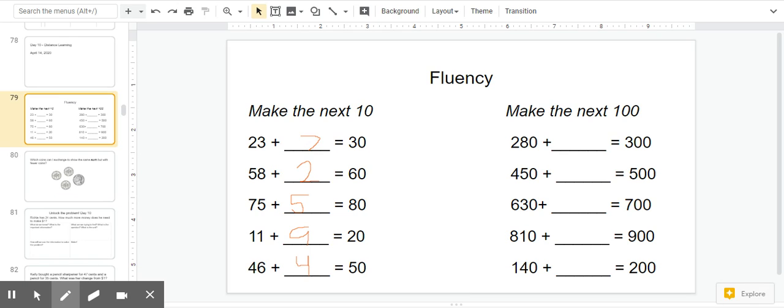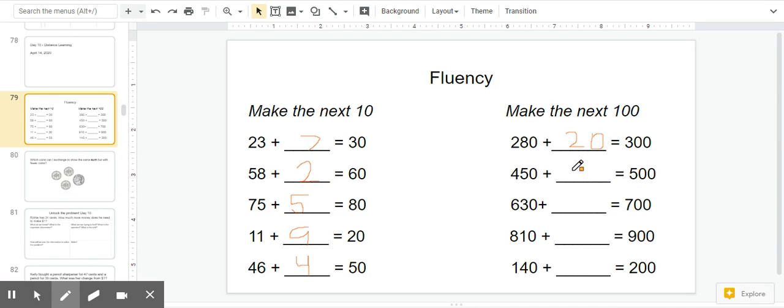Now let's take a look at making the next 100. Pause the video while you solve the problems and then we'll go over them together. 280 plus blank equals 300. Now we're adding tens instead of ones. If we have 8 tens, we need 2 more tens, or 20, to make the next 100.